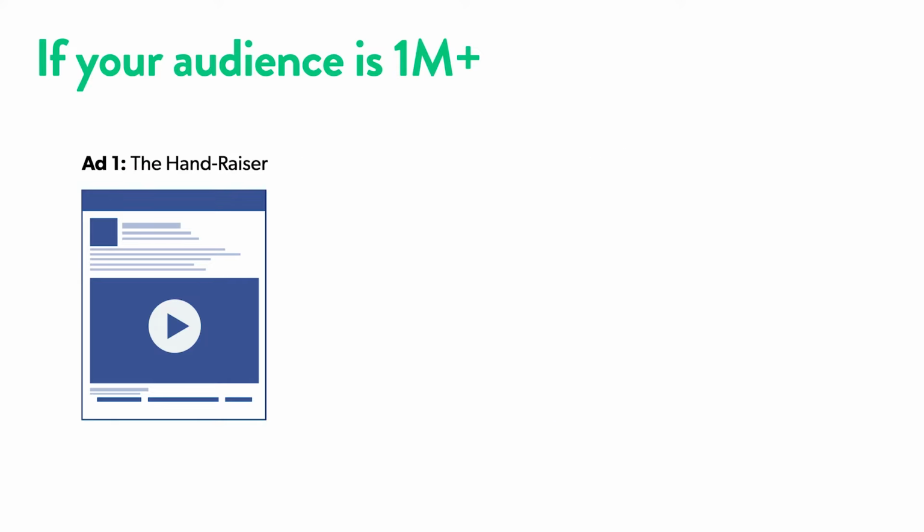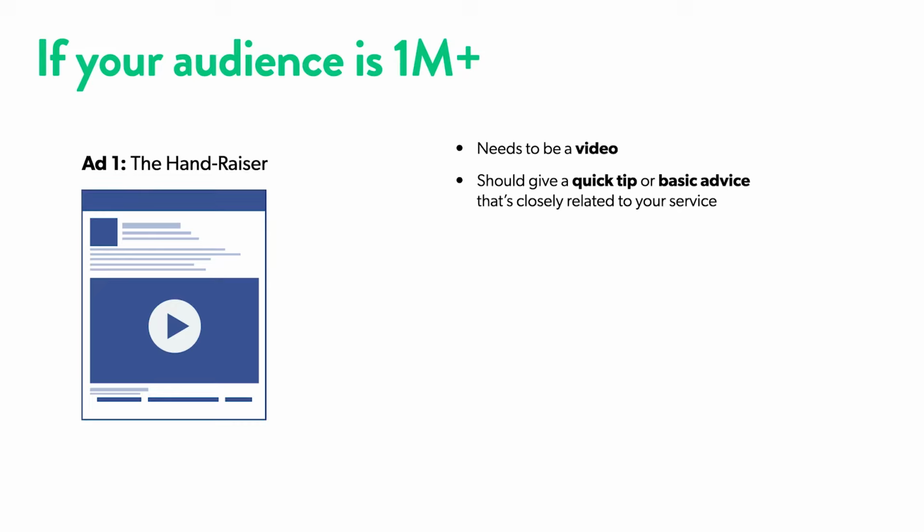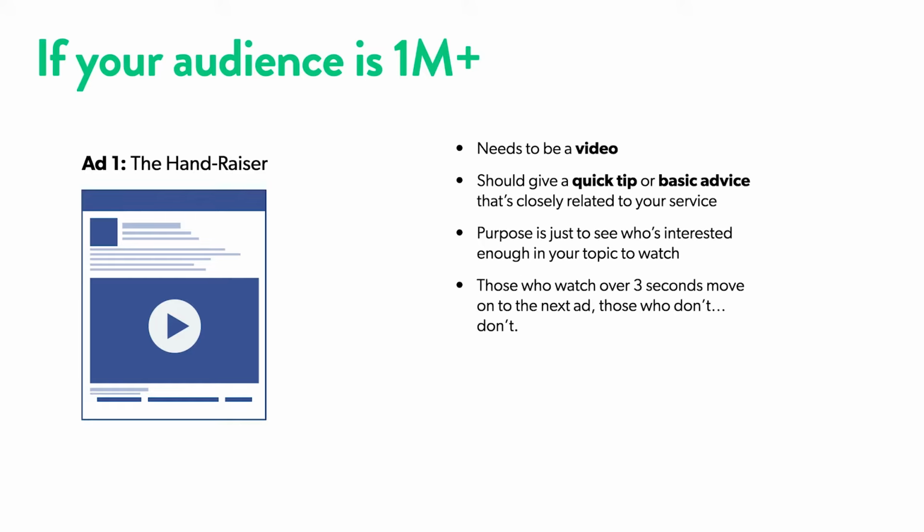So let's take a look closer at the hand raiser. This ad needs to be a video. It should give a quick tip or basic advice that's closely related to your service. And its purpose is just to see who's interested enough in your topic to actually watch. And those who watch over 3 seconds of this video are going to move on to the next ad. Those who don't, don't. And the ad objective here is video views.